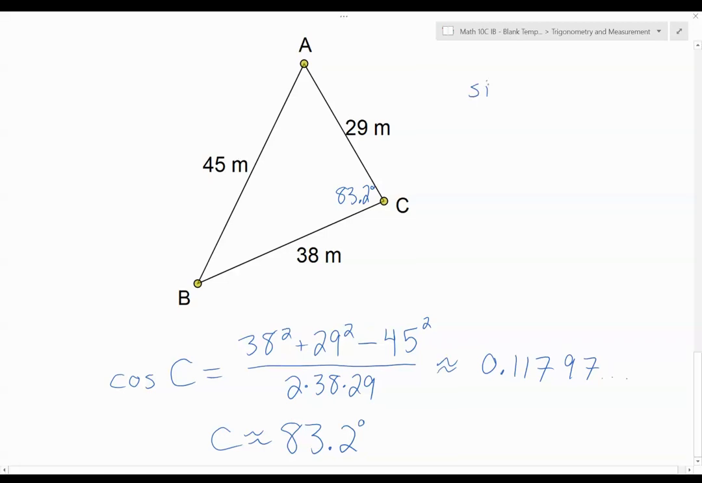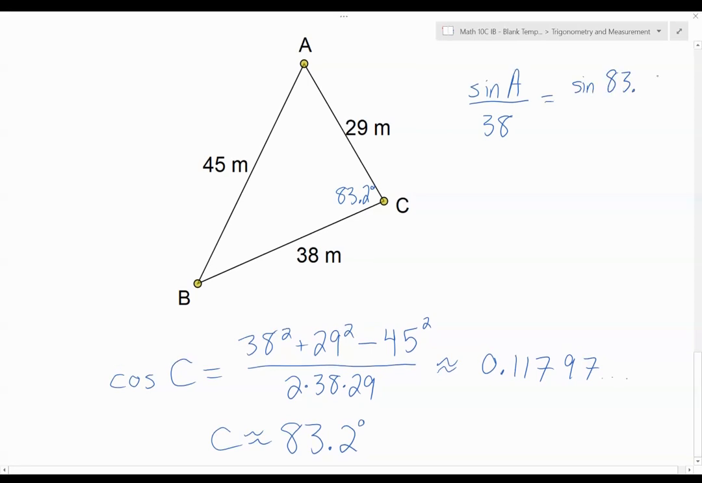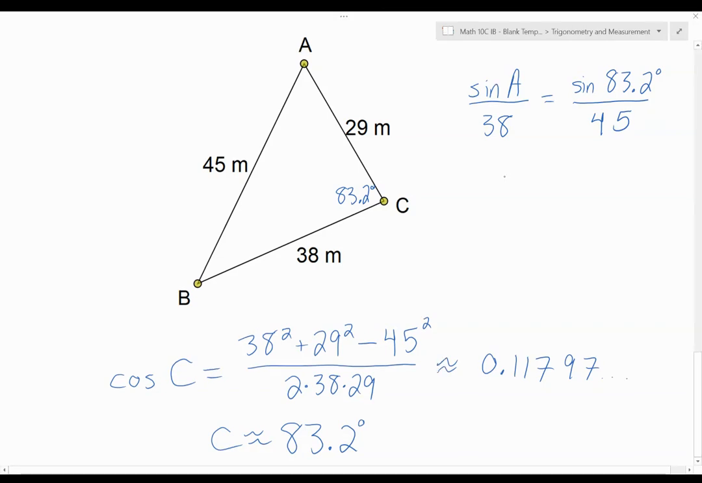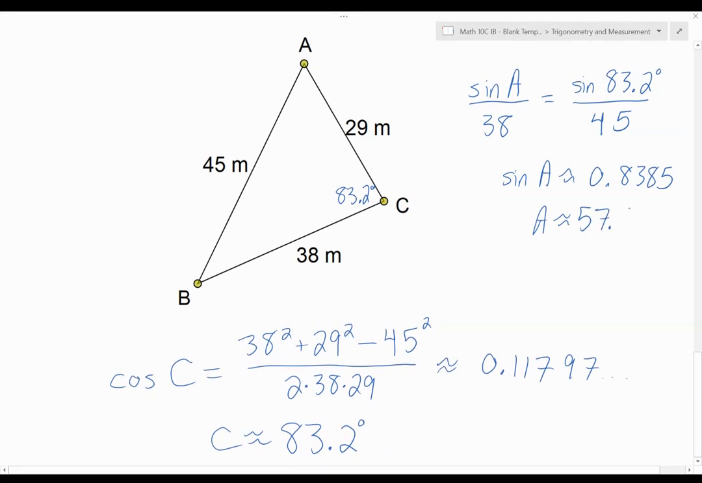So I'm going to find angle A using the sine law. Sine of A over 38 equals the sine of C, which is 83.2 degrees, over 45. Now, again, I want to use a stored value, not a typed value here. So sine of C, which is a value I stored, divided by 45 times 38 will give me the sine of A, which is approximately 0.8385. And then when I do the arc sine of that, I get that angle A is approximately 57.0 degrees when I round it correctly.